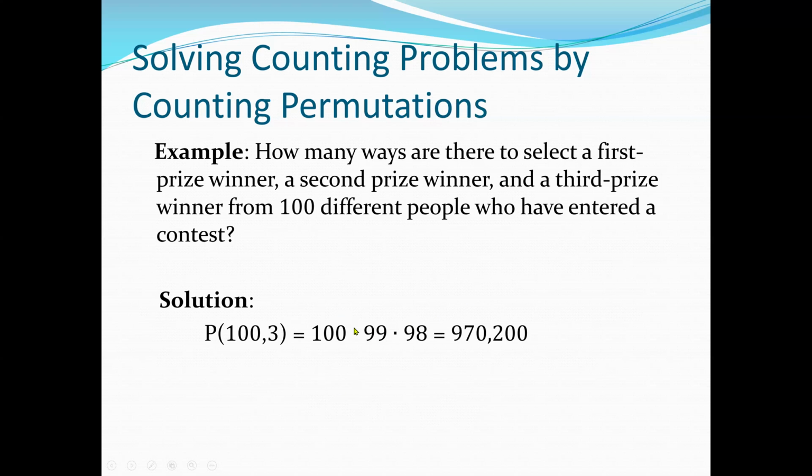So the best way to solve this problem is the product rule. For the first prize, I have 100 people, so I have 100 ways of getting it. For the second prize, there are 99 remaining people, since we already took out the first prize winner. So we have 99 ways of getting the second prize. For the third prize, we took the second prize winner out also, so we have 98 ways. We multiply the 3, we get 970,200.